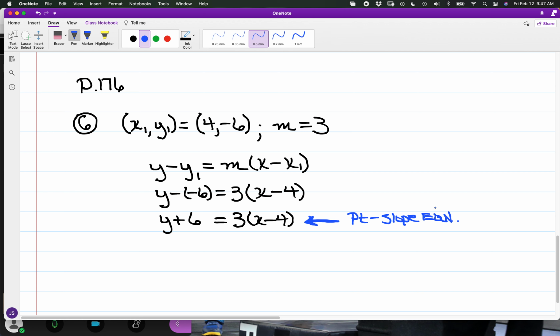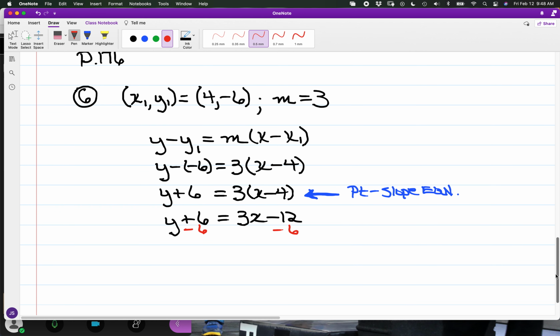Now for expressing in terms of the slope-intercept, we're going to isolate y. Right now we have y plus 6, and distributing 3 over the binomial x minus 4, we're going to have 3x minus 12. In isolating y, if I take 6 away from both sides, we have y is equal to 3x, and -12 minus 6 will come out to -18. So we're going to have here the slope-intercept equation.